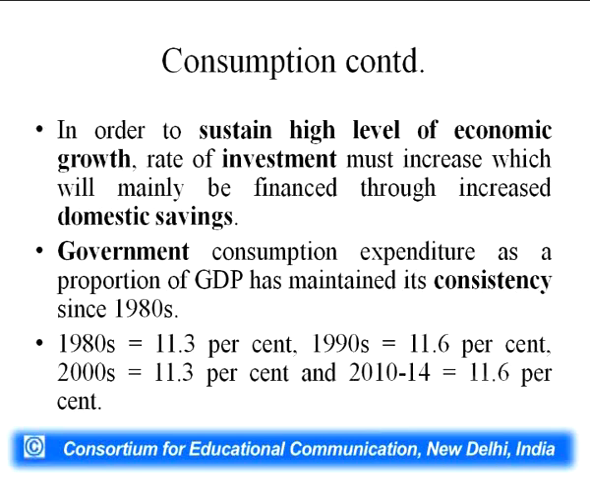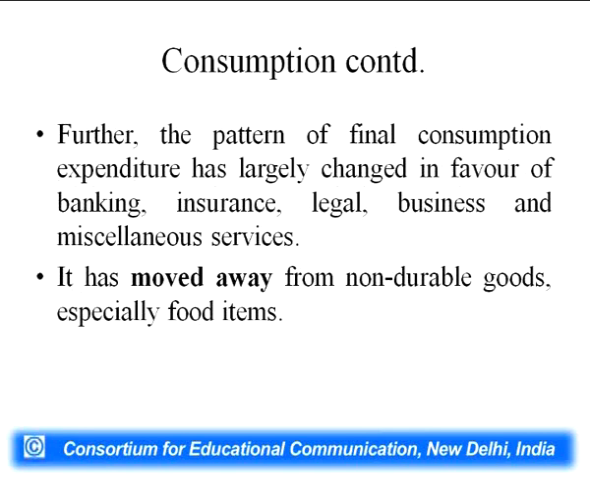The government consumption expenditure as a proportion of GDP has maintained its consistency, because in 1980 the government consumption expenditure was about 11.3%, while in the 1990s also it was about 11.6%, and during the year 2013-14 it again stood at 11.6%. So, there is consistency in the government final consumption expenditure. Further, the pattern of final consumption expenditure has largely changed in favor of banking, insurance, legal, business and miscellaneous services, and it has moved away from non-durable goods, especially food items.